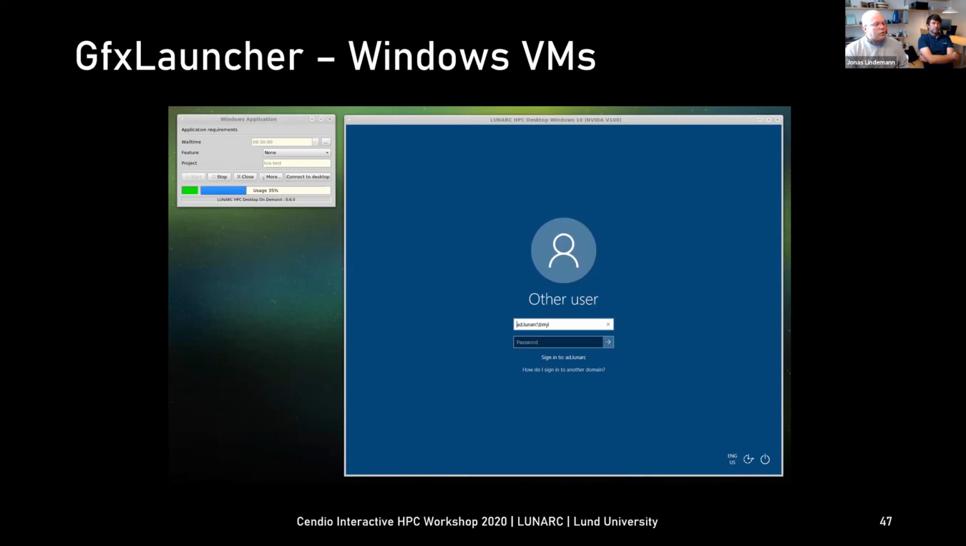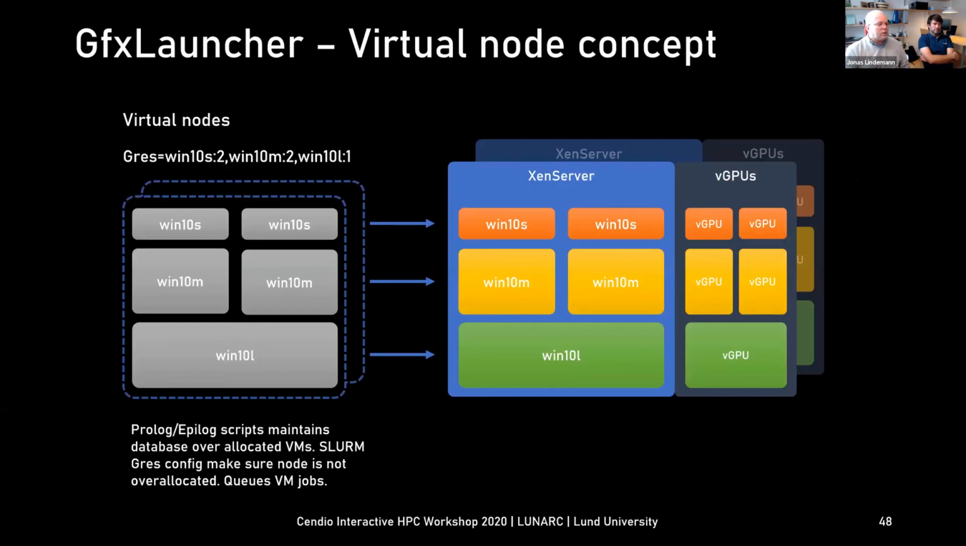This is how it looks. We will show that in the demo as well. Here you see the launch window and the remote desktop connection to the virtual machine. To keep track of resources, for every hypervisor node, which can contain many different sizes of virtual machines we have set up, we create the corresponding GRES resource in Slurm. So when all the virtual machines have been allocated, you can't submit any more jobs to that node. Slurm keeps track of the resources automatically for us.